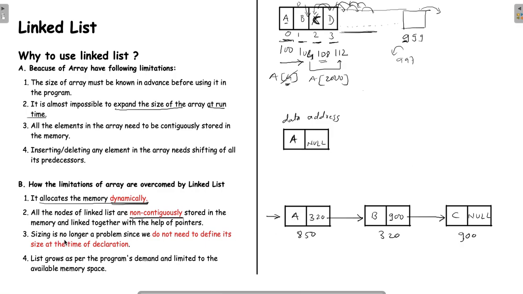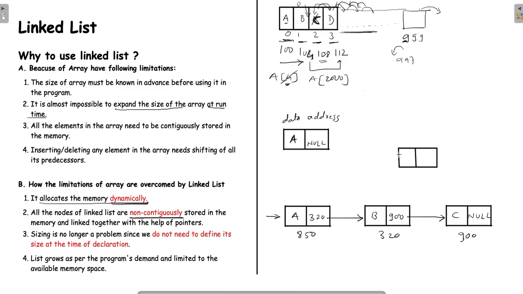So size is no longer a problem, since we do not need to define its size at the time of declaration. You can see that we have not mentioned anywhere that I have only 3 blocks or 4 blocks. Now let's say I want to add an additional block inside this. How will you create it?